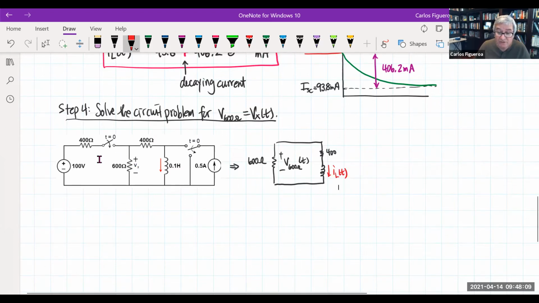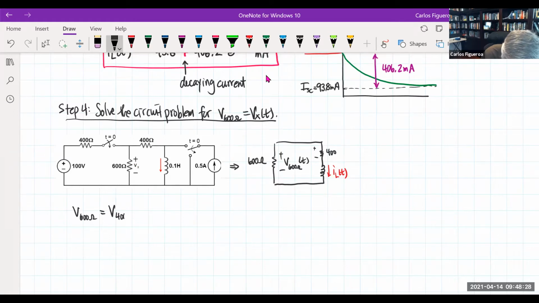So if those voltages are the same, then I can just use, you could think about it as KVL, if you want to think about it this way. But the bottom line is this. This guy has a polarity of plus and minus. The voltage across the 600 ohm resistor must be the voltage across the 400 plus the voltage of the inductor. However, you could see that the 400 is in series with the inductor, so therefore this must be 400 IL.